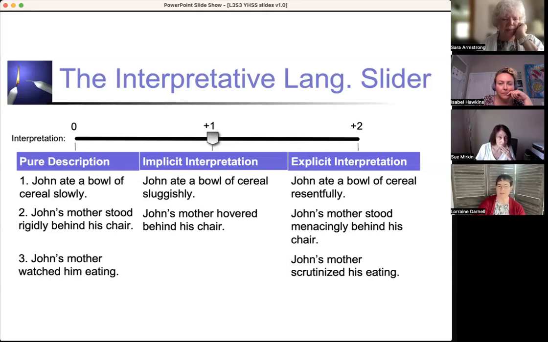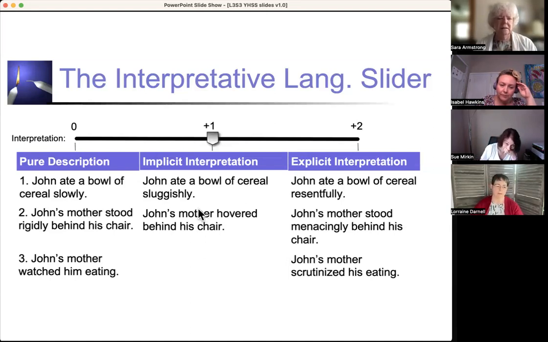And what did you say, Sarah? Carefully watched him eating. Carefully. Oh yes, now we're getting a little bit more there, right? That has some interpretation in it, because it tells us about how she's doing it, which implies a little bit of why she's doing it. So that would fit somewhere between implicit and explicit. And it's not crucial right now that we make that distinction.